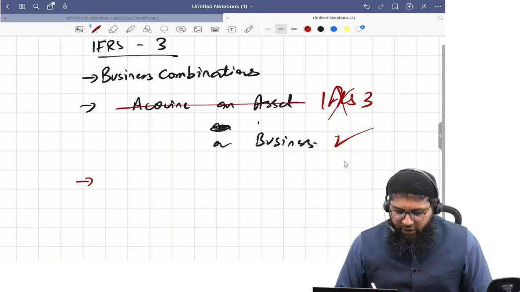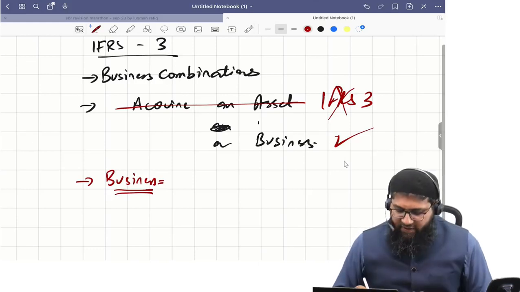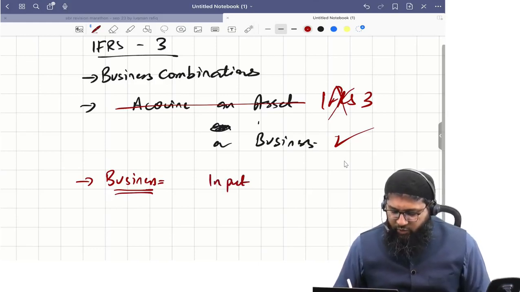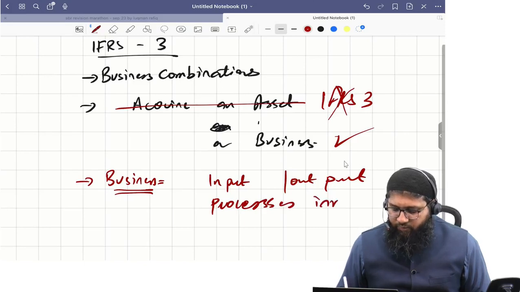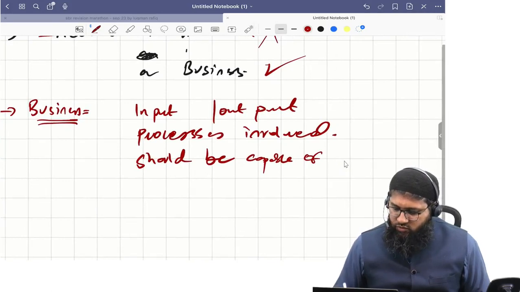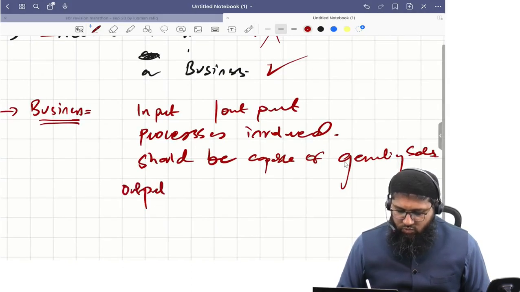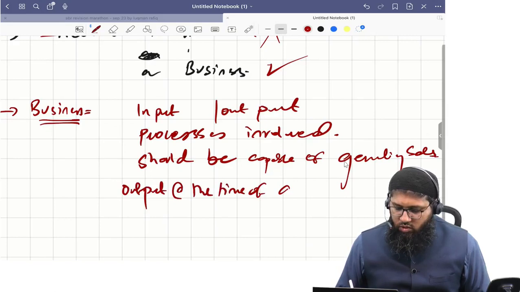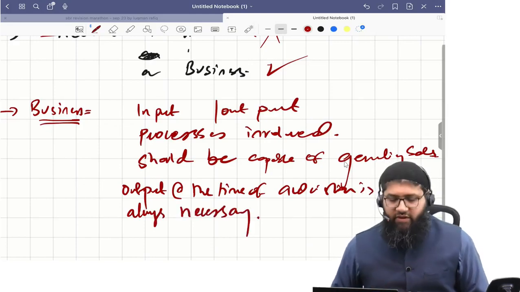Now, when we talk about acquiring a business, basically, what is a business? A business is basically something that is made up of input and output. There have to be processes involved. It should be capable of generating sales. Output at the time of acquisition is not always necessary.